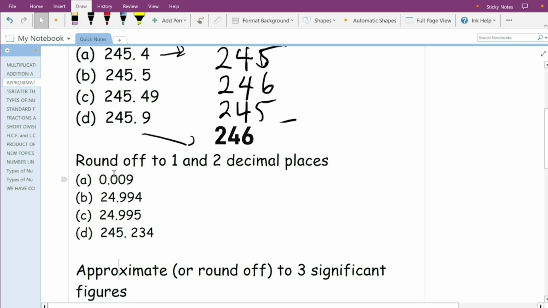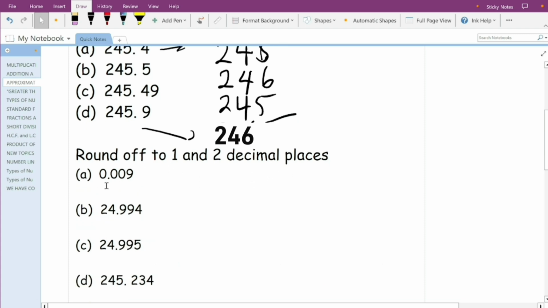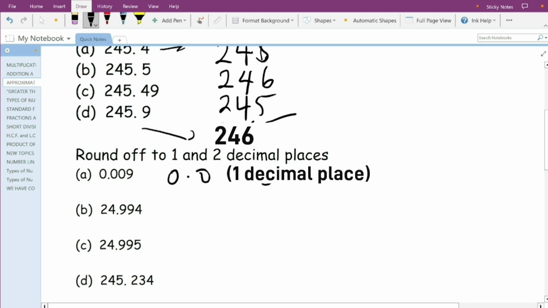Next question says round off to 1 and 2 decimal places. We have to round off all these questions to 1 and 2 decimal places. The first one, to 1 decimal place, means 1 digit after the decimal, which is this digit. So you consider the number in front of it, which is 0. We're stopping at this one for 1 decimal place. The number in front of it is 0. That means your answer should be 0.0. Since it's not up to 5, we can't take it and add 1 to this. This is where we have to stop at this 1 decimal place, and the number behind it is 0. So it's 0.0 to 1 dp.